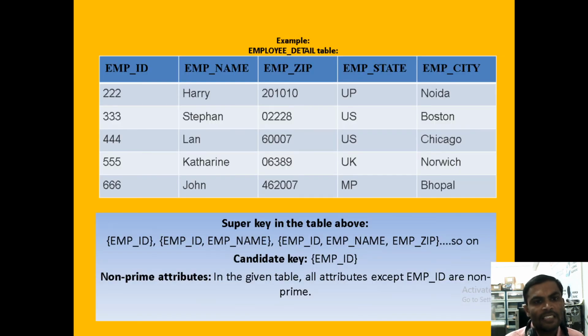Now take an employee table with employee ID, employee name, employee zip code, employee state and employee city. What are the super keys in this table? Employee ID is a super key. Employee ID and employee name together are a super key. Employee ID, employee name, employee zip code are also a super key, and so on.